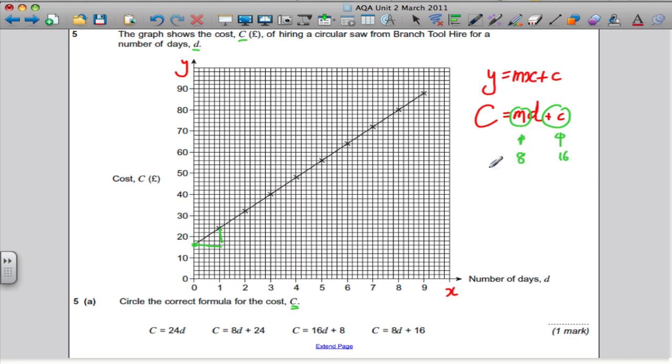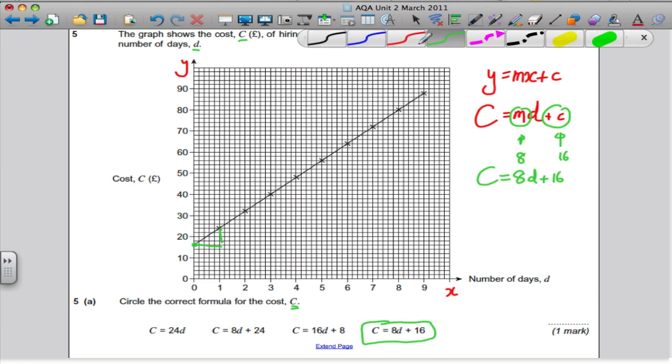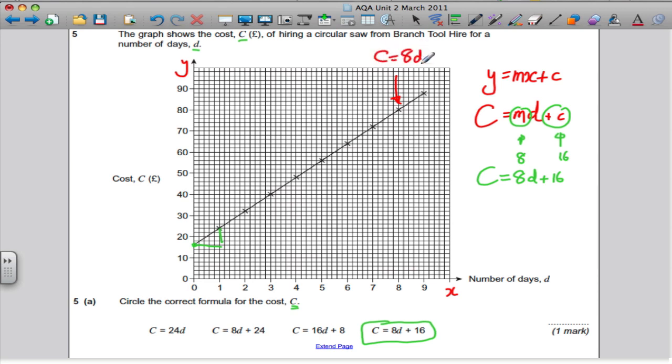So what's the equation of this line? It's C = 8d + 16. It's equal to this one here. So just write that in for our benefit now. The equation of this line here is C = 8d + 16.